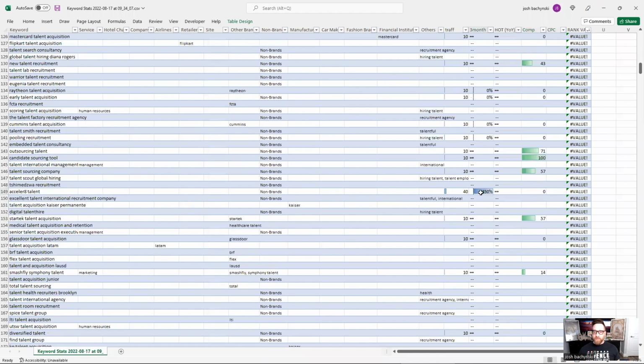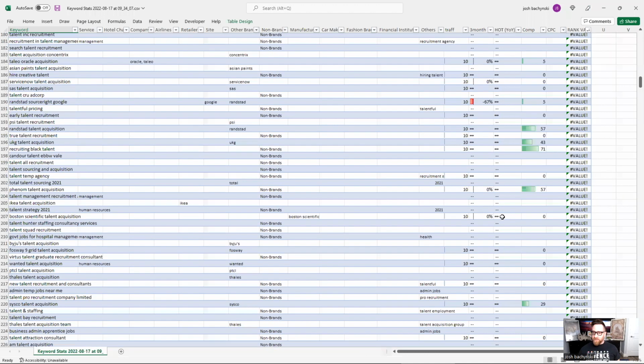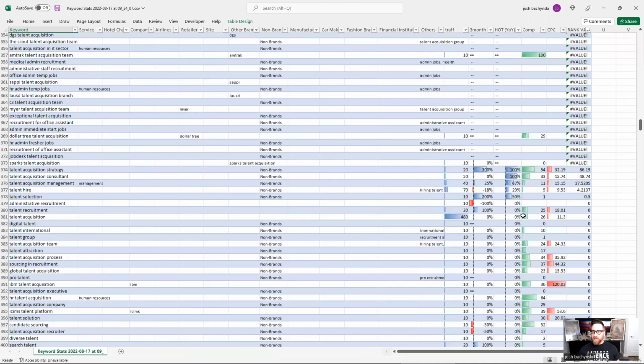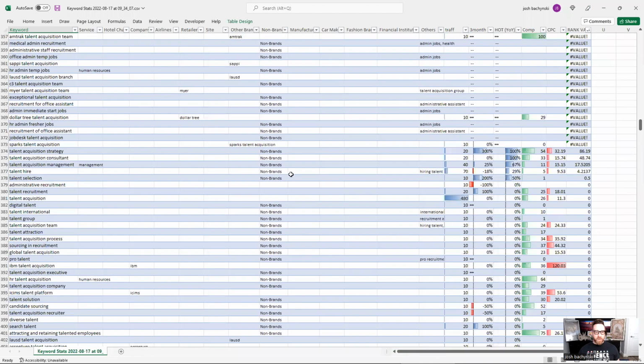Here is something that's 3 months end over end hot. It's a non-brand. There's no competition, no one's bidding for it, but it's super hot for these months for some reason. There's 40 searches, and it is accelerate talent, whatever that means. So that's interesting. Let's go down here. There's a bunch like that. Talent sourcing solutions could be another one to go for later on when you're trying to do rankings, but we want to find the ones that are hot. Here we go. So here are non-brands, and this one says service management. Okay, fine.